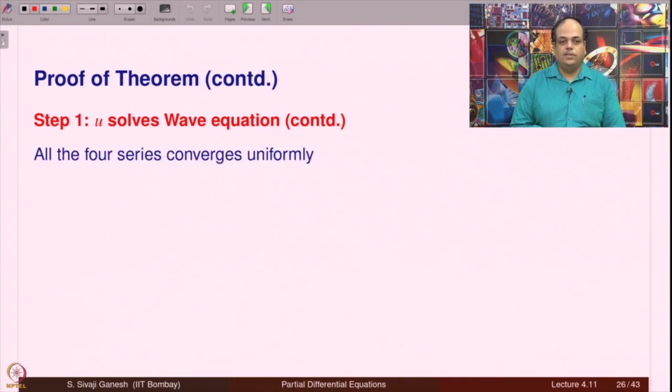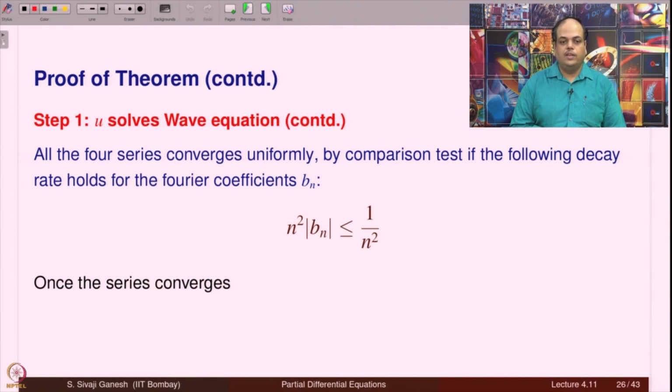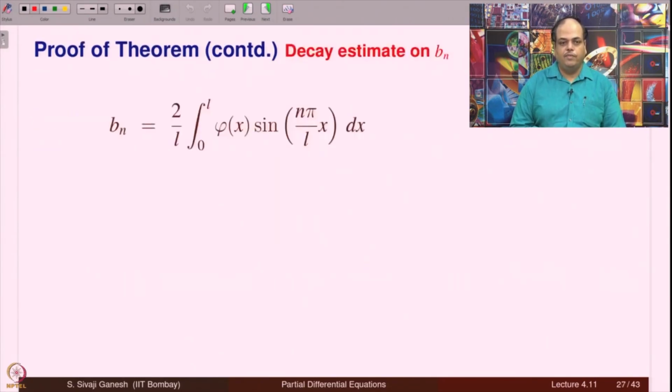So, all the 4 series converge uniformly by the comparison test that I have just mentioned if we have the following estimate for Bn: summation n square modulus Bn less than or equal to summation 1 by n square, and I know summation 1 by n square is finite, it converges. So, this is one sufficient condition. Once the series converges, there is no doubt that utt equal to c square uxx holds. We can see from the series that we have computed on the earlier slides. Therefore, the formal solution is indeed a solution of the wave equation.